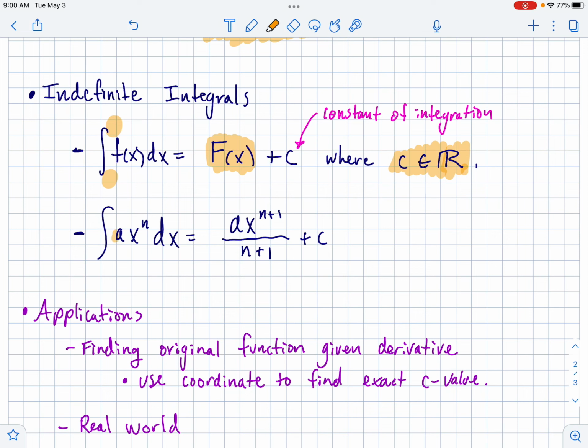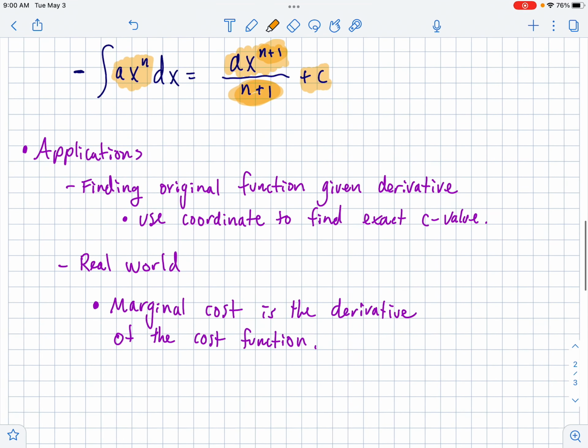The reverse power rule for finding an antiderivative, if you start with ax to the n, then the antiderivative is bumping the power up by 1. That's the whole n plus 1 up here. But then you have to divide by n plus 1 on the bottom as well. And as always, don't forget your plus c, constant of integration.